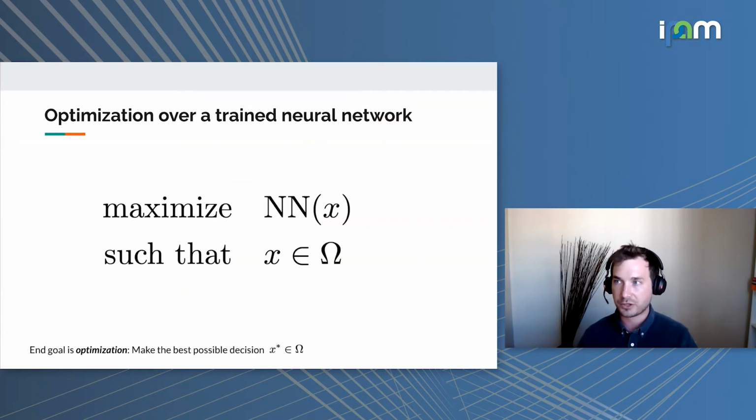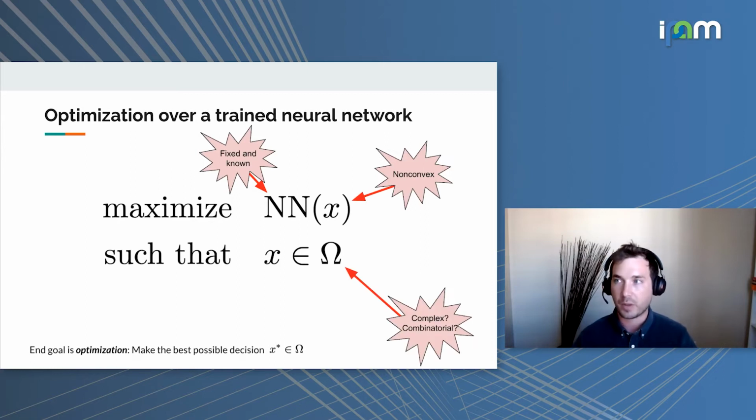So a generic picture of what I described previously might look something like this, right? We want to maximize the output of a neural network subject to some constraints on the inputs. And this might be hard for a number of reasons, right? Maybe our neural network is going to be non-convex, and maybe our constraint set is complicated in some way as well.